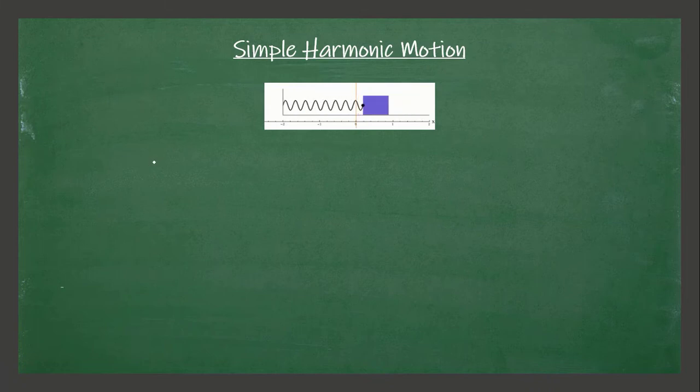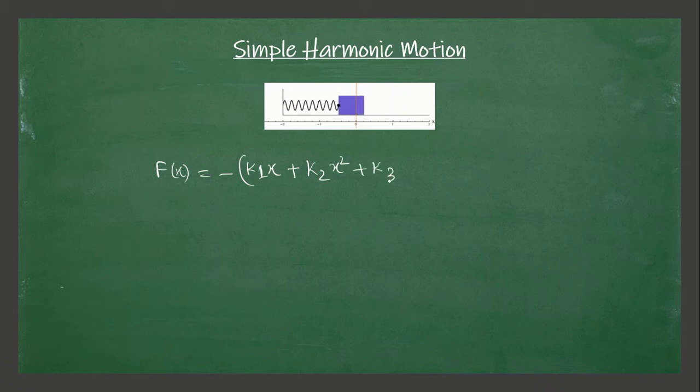The generalized spring force can be written here as F, which is a function of the x position, equal to minus some constant k1 times x plus some constant k2 times x squared plus some constant k3 times x cubed plus the higher order terms.